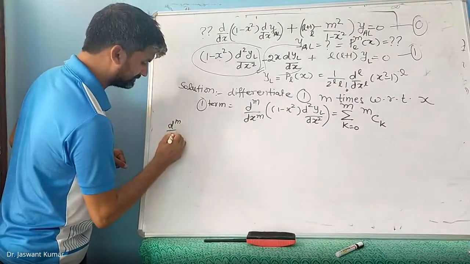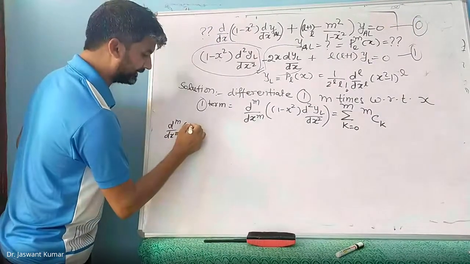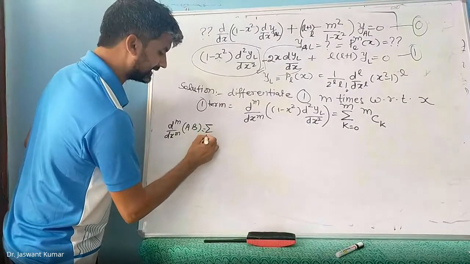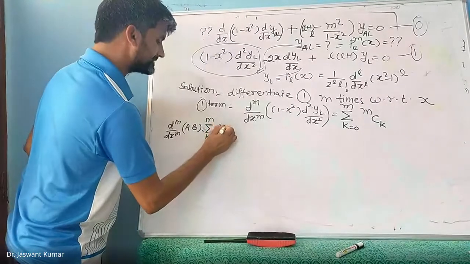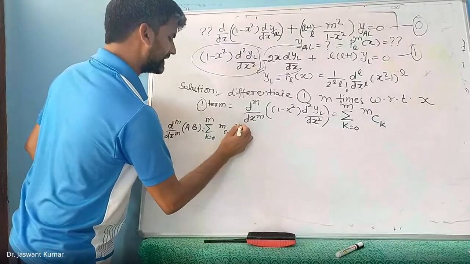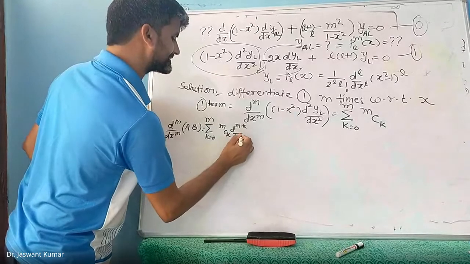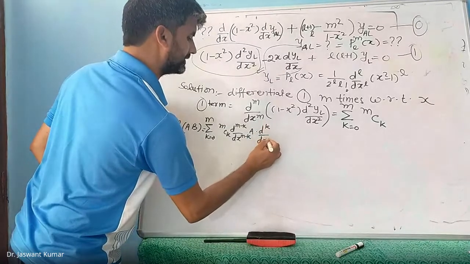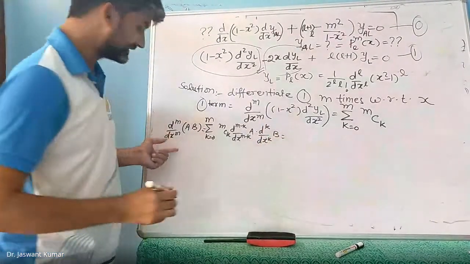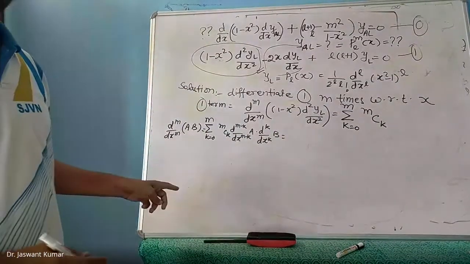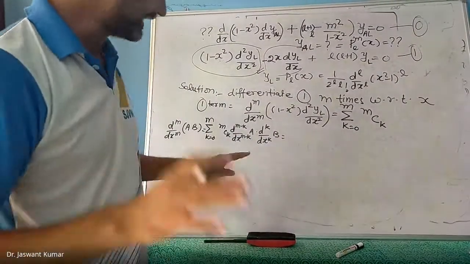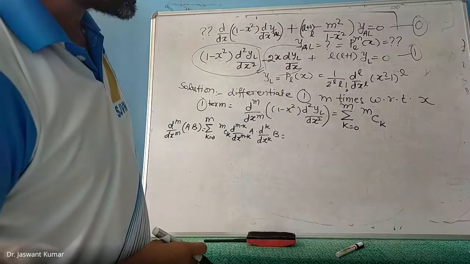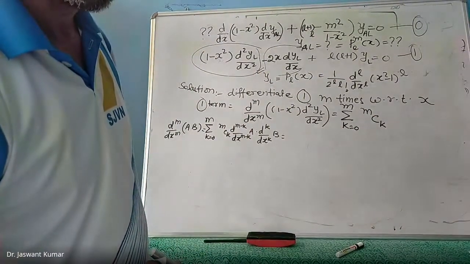d^m by dx^m of a(x) into b(x), so a into b. How do you write this? You write this as summation k going from 0 to m, m c k, d^(m-k) by dx^(m-k) of a times d^k by dx^k of b. Yes, this is the general formula for the mth order differentiation. Everyone agrees with this, right? Yes, sir.